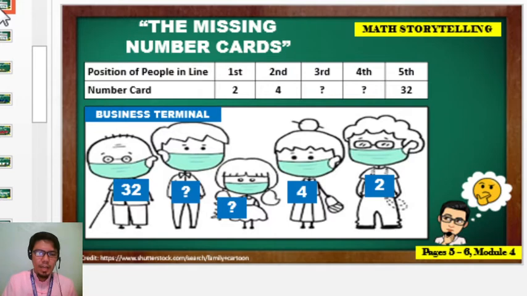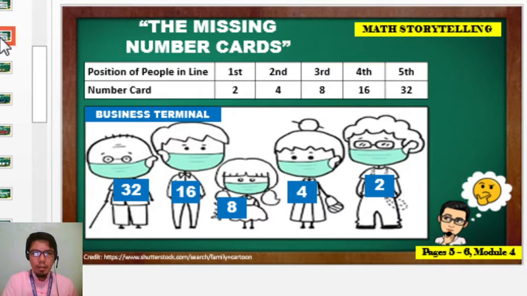So to start with, let's have the math storytelling. The title is The Missing Number Cards. So here is the scenario. While distributing the number cards, the dispatcher noticed that there were missing number cards. Mr. and Mrs. Ponce were the first people in line, so they decided to help the dispatcher. They recalled how their children were named, and following the pattern, they helped the dispatcher.